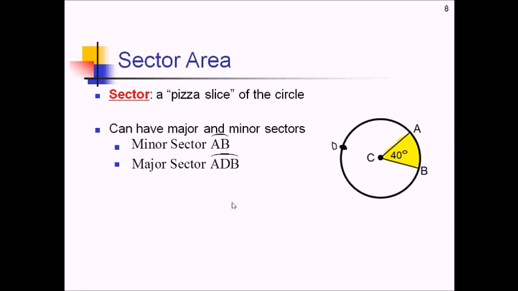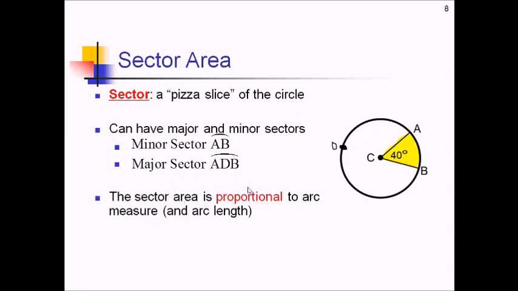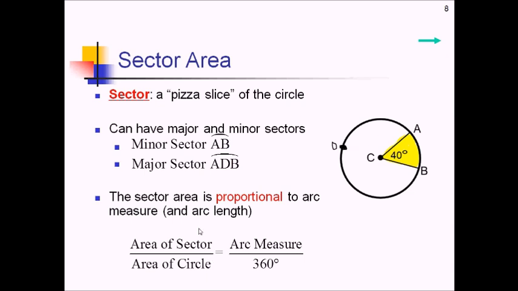There is a commonality, though, with arc length. Just like arc length, sector area is proportional to the arc measure. And it's also actually proportional to the arc length. We can say the area of your pizza slice, the sector, divided by the area of the whole circle, that's the same ratio again as your arc measure over 360.